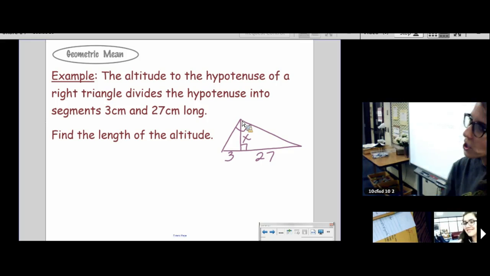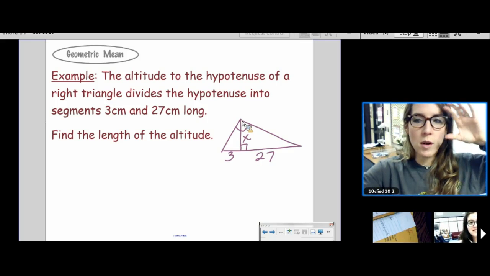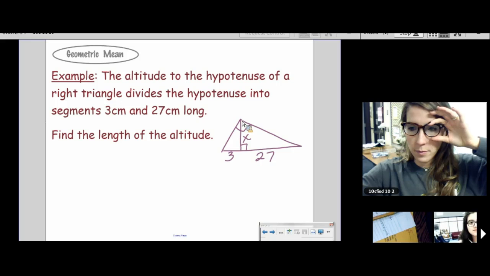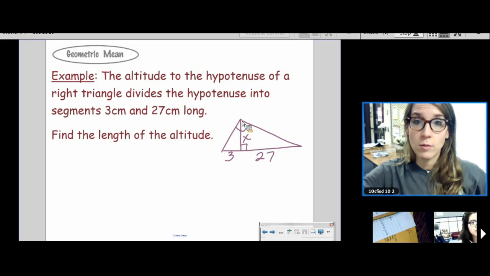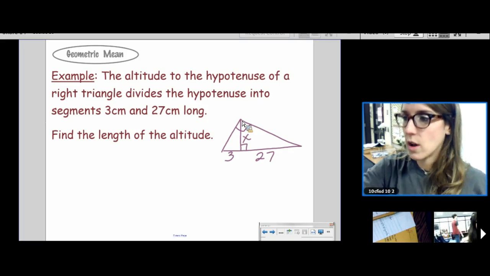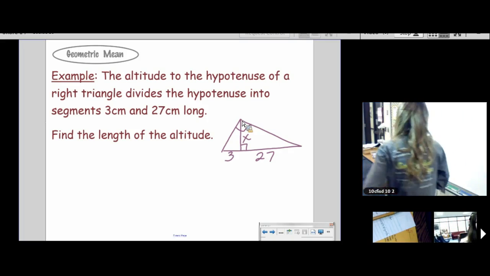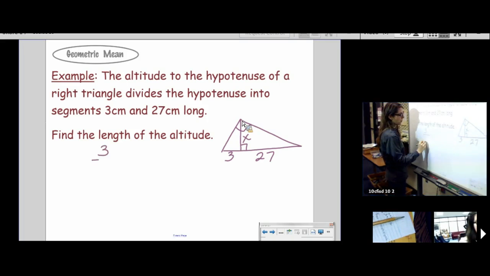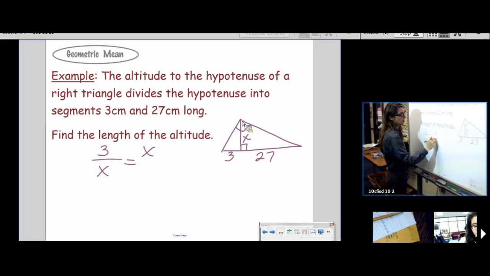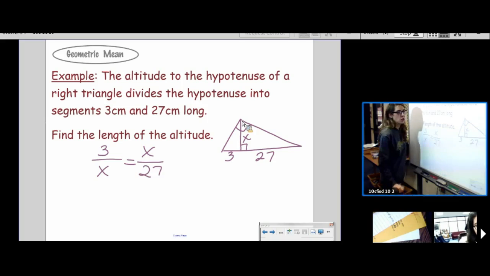So which proportion are we going to use? The one we learned first or the one we learned second? We're not looking for a leg. We're looking for an altitude. So use the one with the word altitude in it. So I know that that proportion says HP1, hypotenuse part 1, over the altitude equals the altitude over hypotenuse part 2.